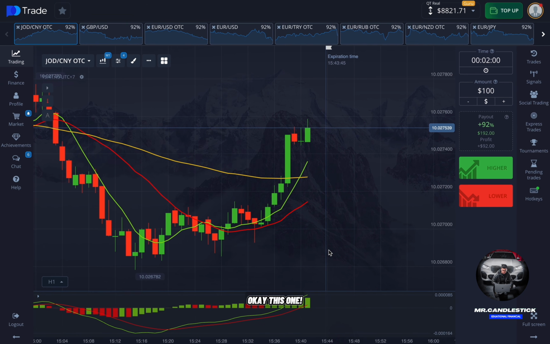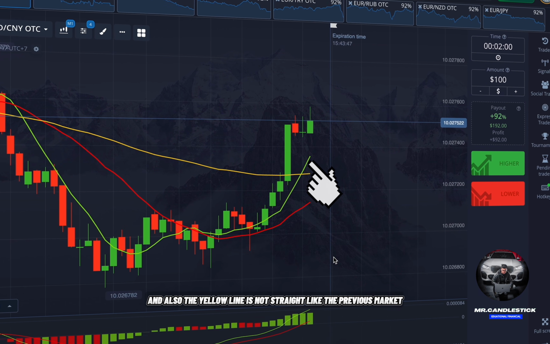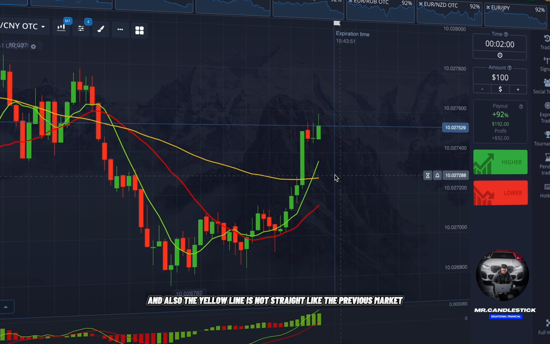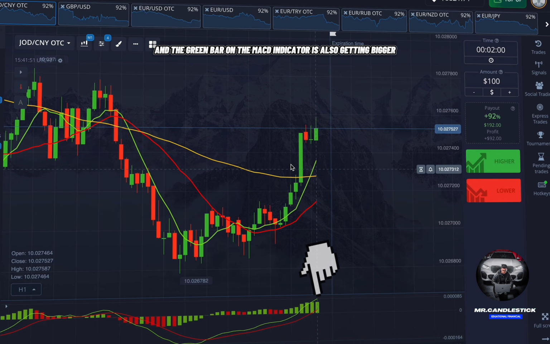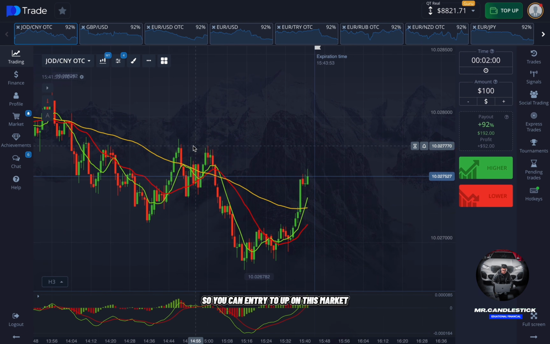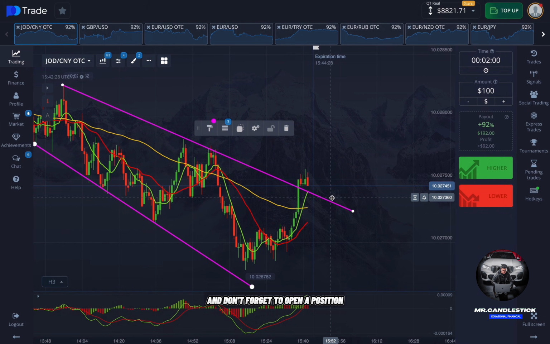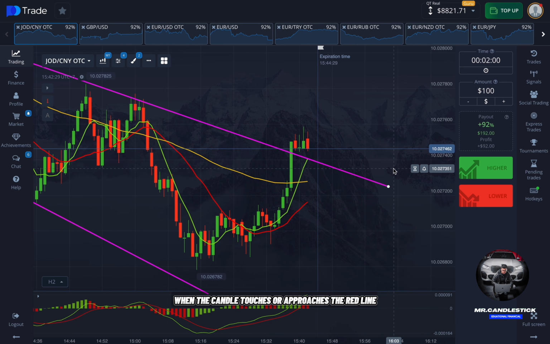Okay, this one. The green line has crossed the red line and the yellow line. And also, the yellow line is not straight like the previous market. And the green bar on the MACD indicator is also getting bigger, and the line is sharply upward. So you can enter an up position on this market, because it's a sign that the market will reverse direction. And don't forget to open a position when the candle touches or approaches the red line.